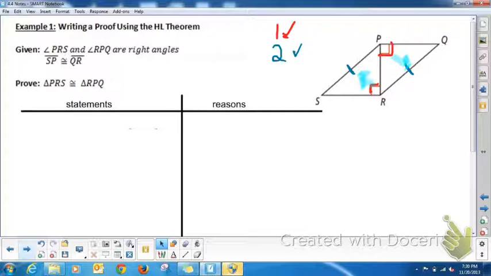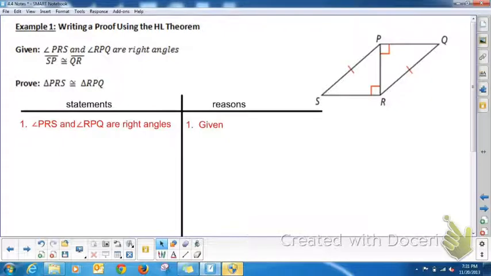And then the last thing that we can tell from this picture is that they share this side. The side of a right triangle is referred to as a leg. So this leg, by reflexive property, is congruent to itself. So condition 3 has been met. Condition 1, they're right triangles. Condition 2, their hypotenuses are congruent. Condition 3, they have a congruent leg. So we can prove that these two triangles are congruent using hypotenuse leg. So let's write our proof.